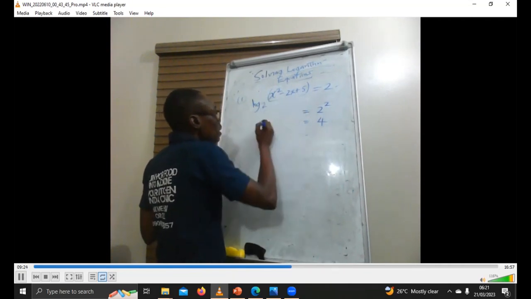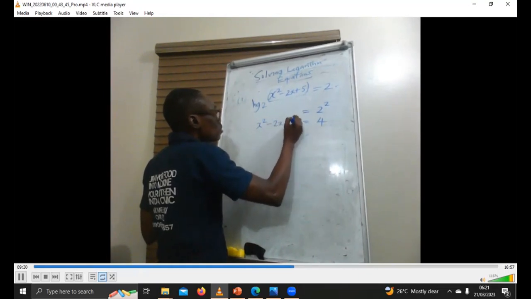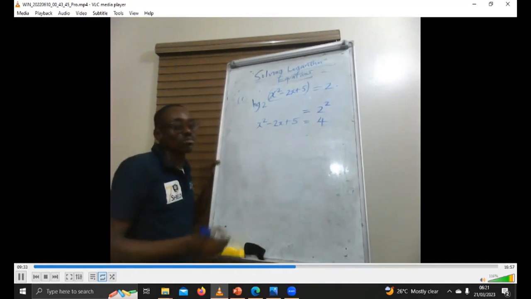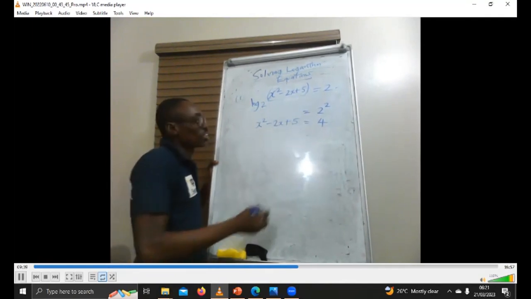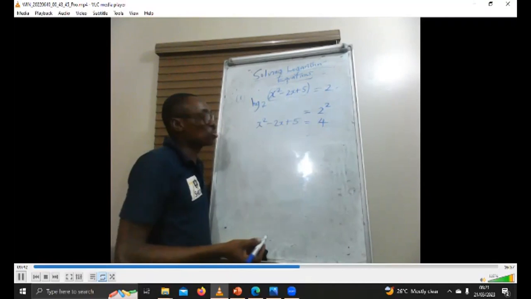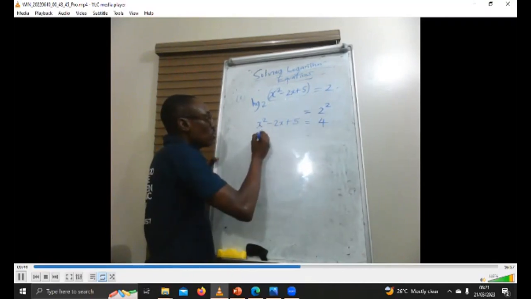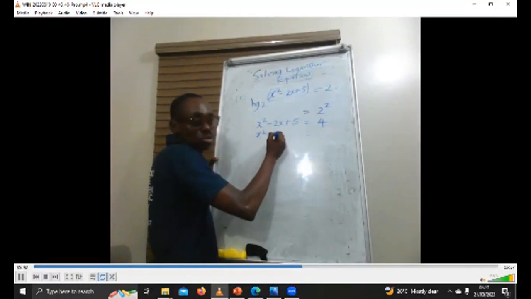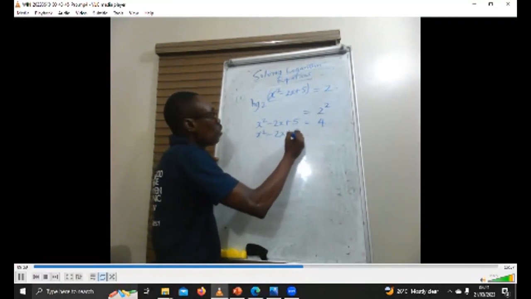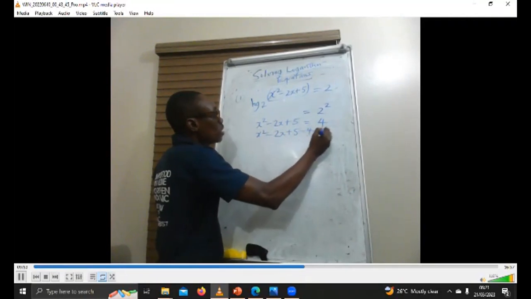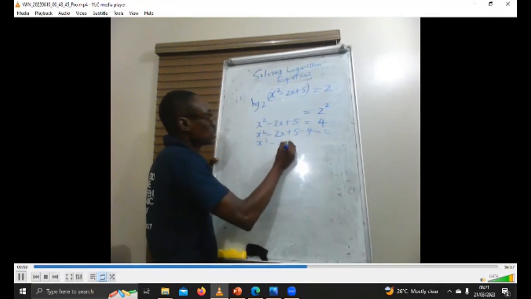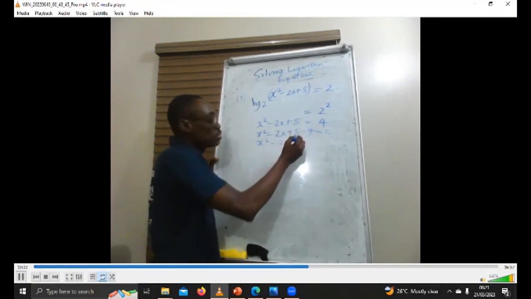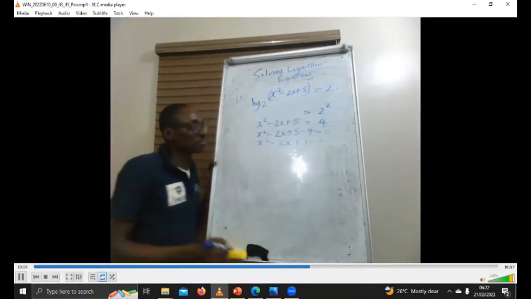So this will now be left on its own, x raised to power 2 minus 2x plus 5. That's what you have. x raised to power 2 minus 2x plus 5 equals 4. So now, this is leading to a quadratic equation. So bring this 4 over here. You have x squared minus 2x plus 5 minus 4 equals 0. So this is simply x squared minus 2x plus 4 minus 5 is the same as plus 1 equals 0.